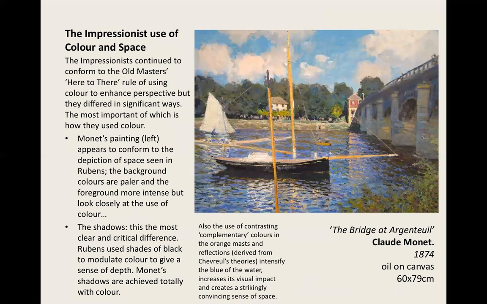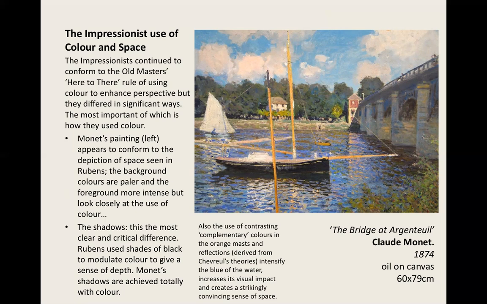Now, to talk about the Impressionists' use of colour and space, they continue to conform to the from here to there rule of perspective. There is a tonality in their paintings, and there is a sense of receding depth. If you look at this painting by Monet, there is a very strong sense of space, and it feels very convincing within it. So it does seem to be conforming to the painting that we saw in Rubens.